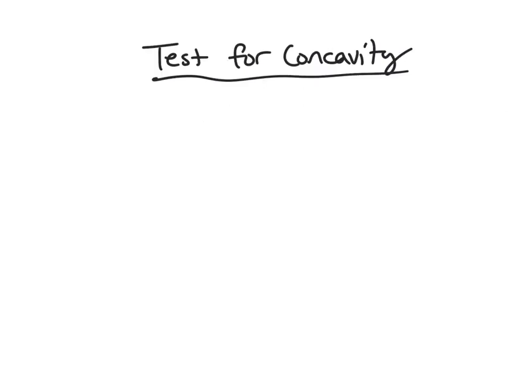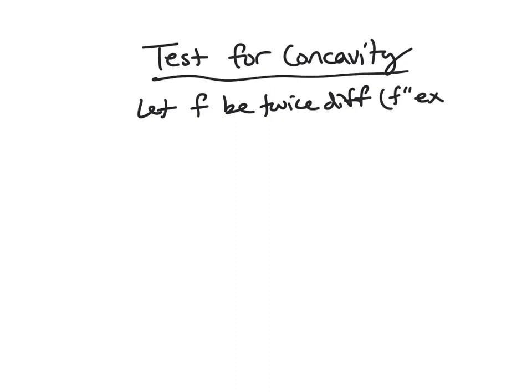So how do we test for concavity? We tested for increasing and decreasing for f by looking at the sign of f prime. Well, here we actually want f to be twice differentiable. All I mean by twice differentiable is that f double prime exists. You can take the derivative twice on your interval I. Then what we want to look at is we've got f, we've got our f prime, and we've got our f double prime.